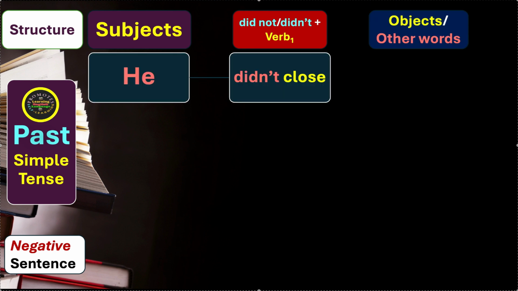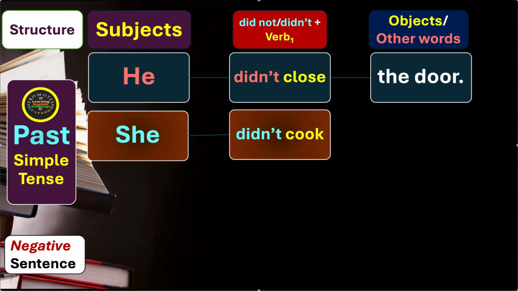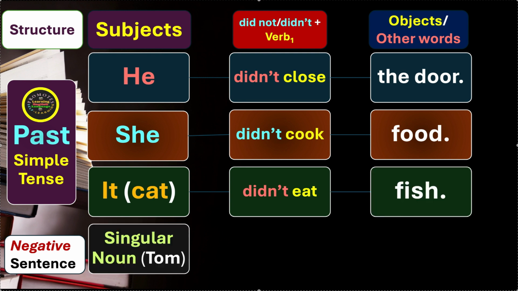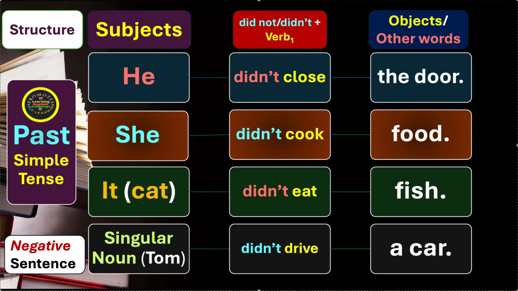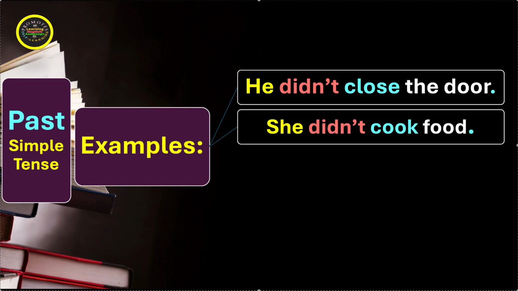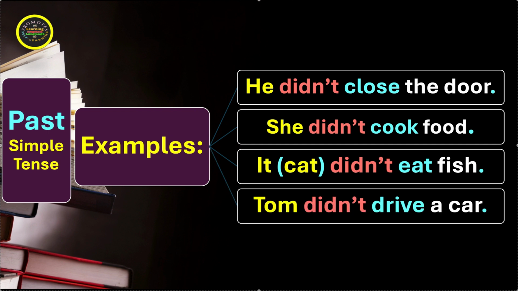He didn't close. We cannot say closed. We cannot use the second form of the verb two times. Already we have used the word didn't. That's done. Then use the first form of the verb in the negative form. And then we have an object. Likewise, she didn't cook food. It, here for cat, didn't eat fish. Singular noun for Tom here, didn't drive a car. Now let's see the examples. He didn't close the door. She didn't cook food. It, for cat, didn't eat fish. Tom didn't drive a car.